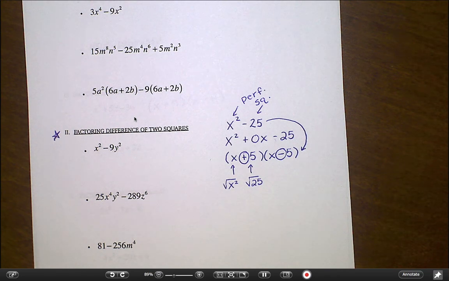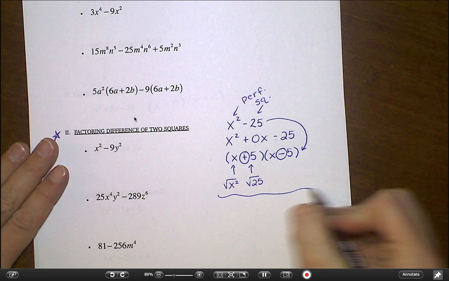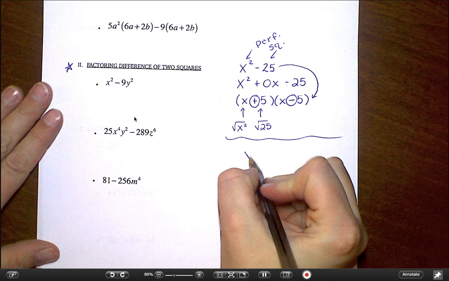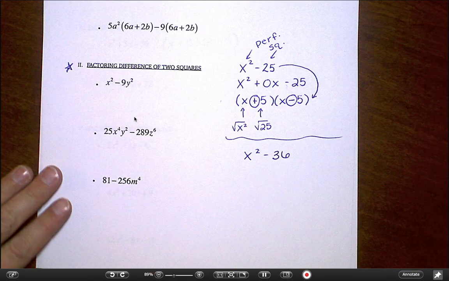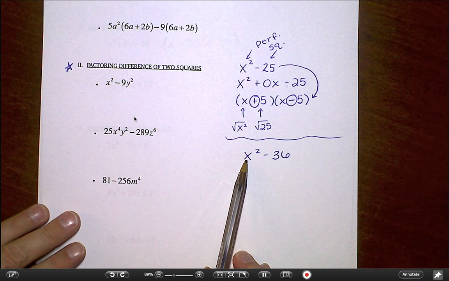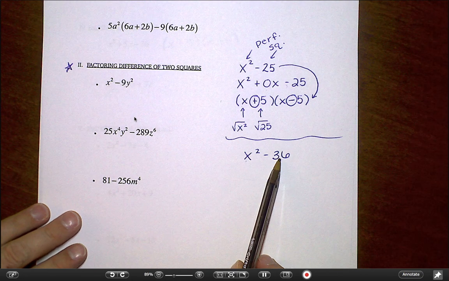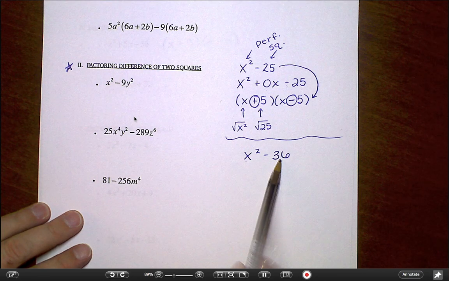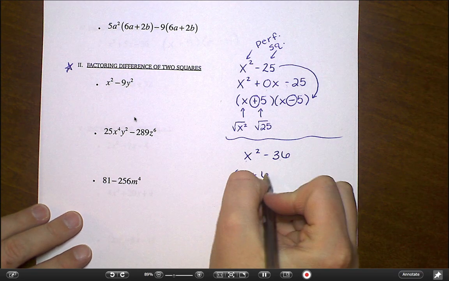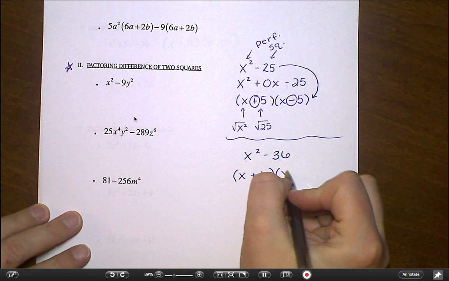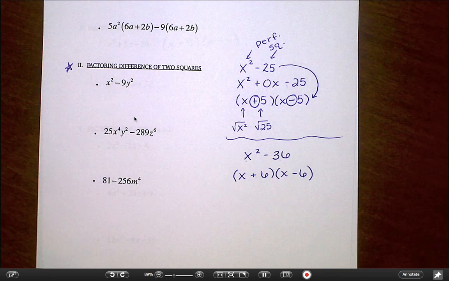So really, if I gave you something as simple as x squared minus 36, I want you to be able to look at this and say, oh, well, that's a perfect square because it's something being squared. That's a perfect square because it's 6 squared, right? And so this would be x plus 6, x minus 6. It should be that easy.